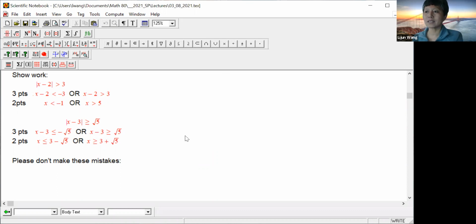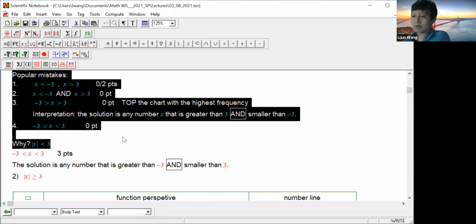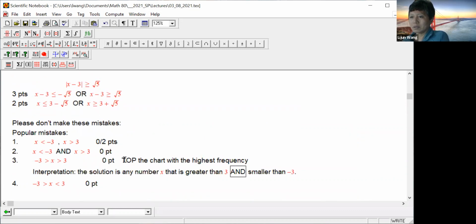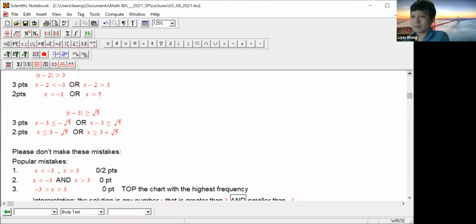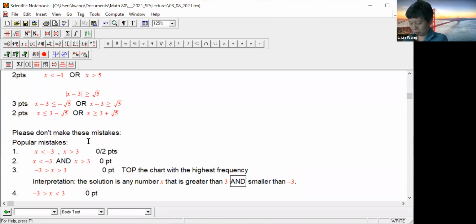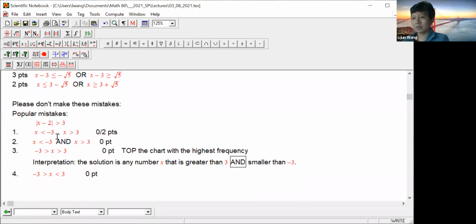Okay, those other mistakes I pointed out, guess what? They will evolve. So I'm going to make another popular mistake just as a gentle reminder. Take this one, for example. Solving that one, people might write x minus 2 less than 3, x minus 2 greater than 3. I forgot the "or." "Or" is missing.